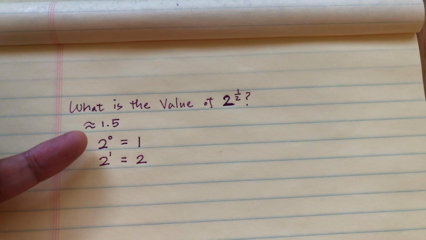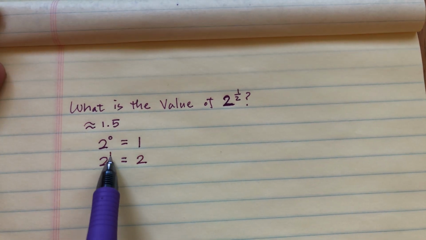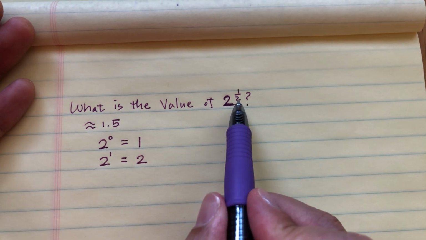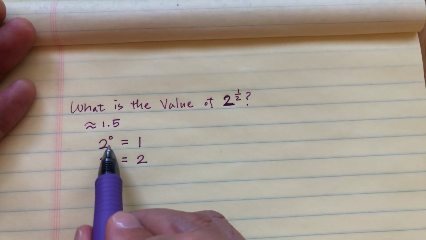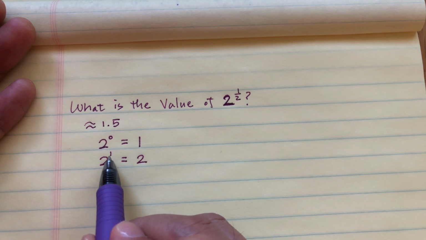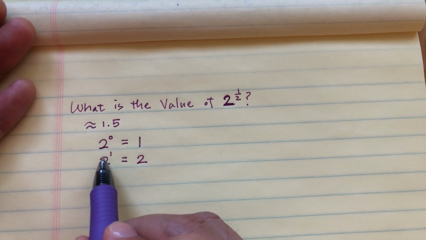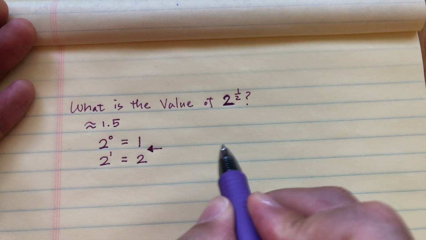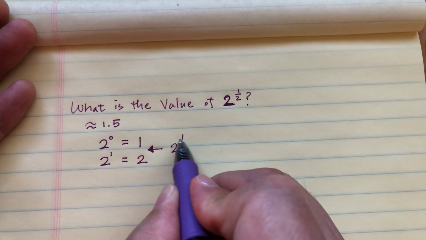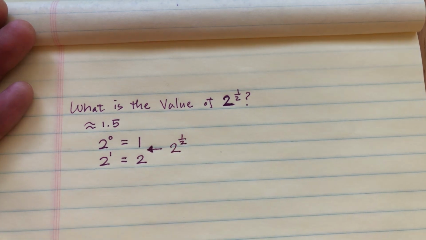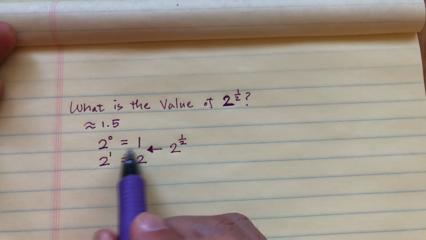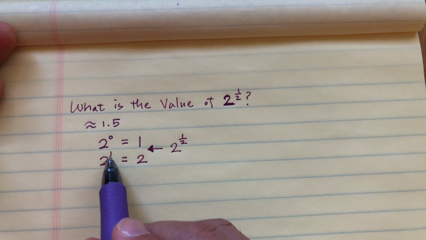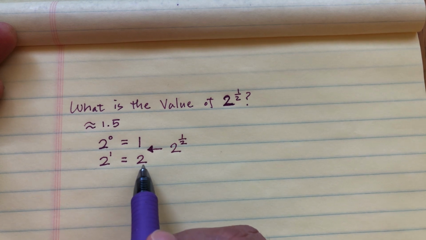So if you look at the exponents right here, 0 and 1, we can think the 1/2 power will fit in between these two, right? Since the powers are 0 and 1, 1/2 will fit in between these two numbers. So what's my reasoning here? The 2 to the 1/2 power will fit in between these two. But look at the values. 2 to the 0 power is equal to 1, and 2 to the first power is equal to 2.